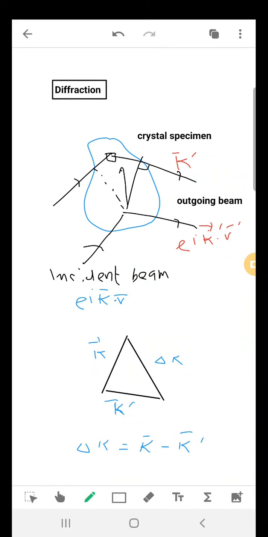Hello students, continuing our lectures on solid state physics. We will take up diffraction in this lecture.